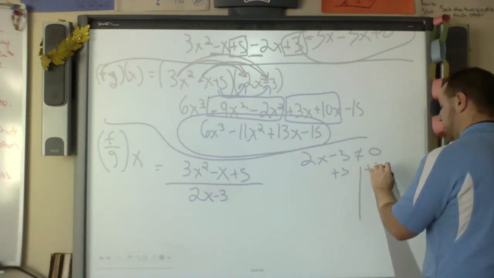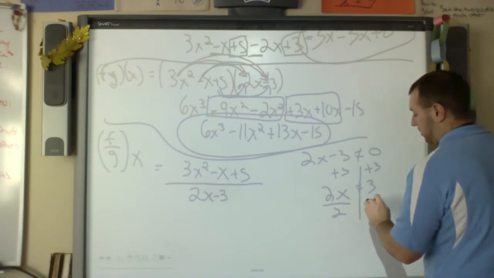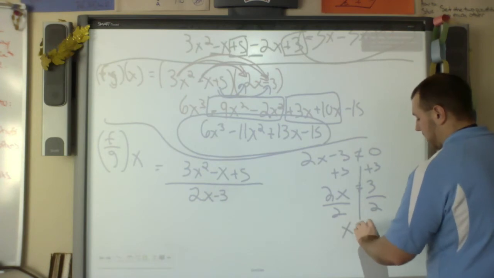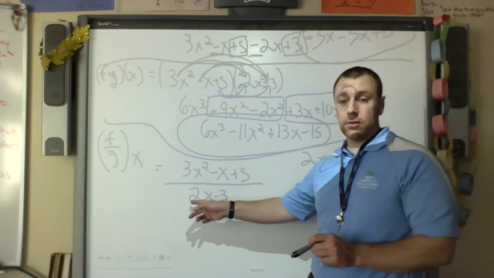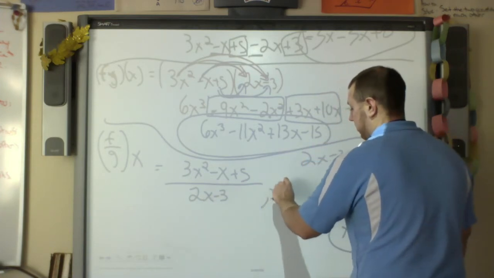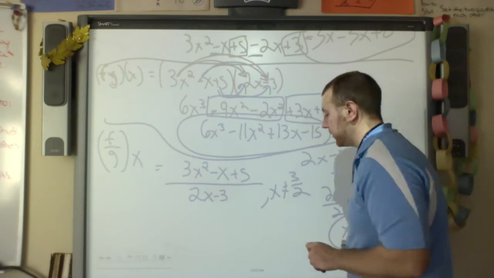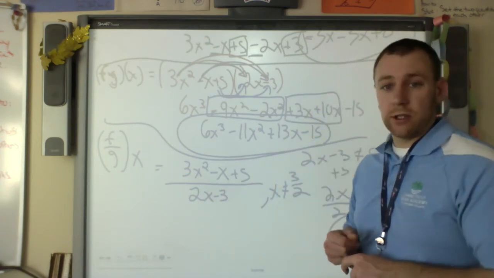Plus 3, 2x cannot be 3, divided by 2, x cannot be 3 halves. Because if x is 3 halves, this bottom part's going to be 0. So I would just say x cannot be 3 over 2, or 1.5. Okay? So that's function operations.